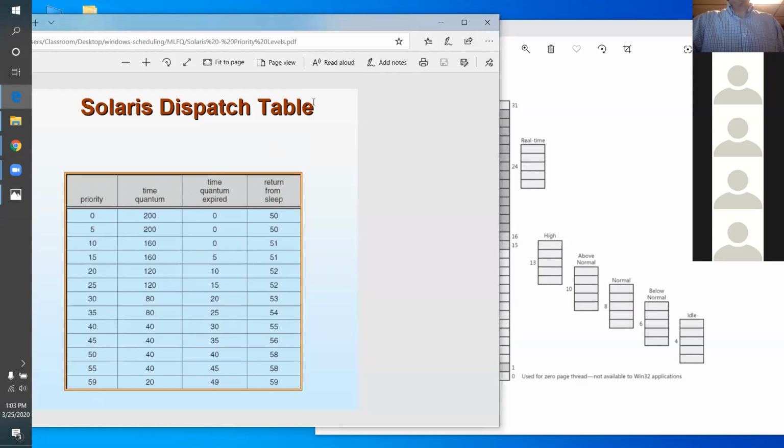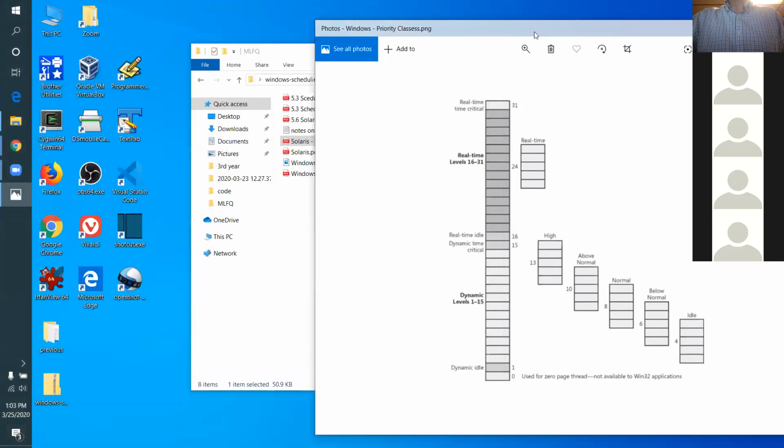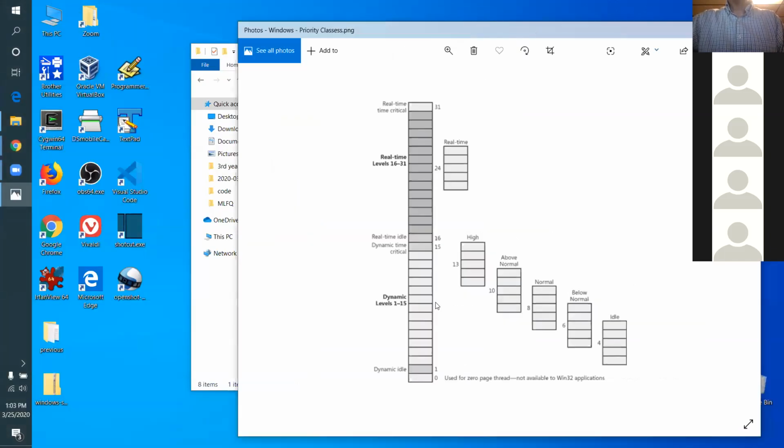Occasionally, people use low numbers to mean high priority. Occasionally, priority 0 will be the highest priority, and you'll occasionally see it used that way, but not in Windows and Solaris. Okay, now each one of these levels represents a queue.